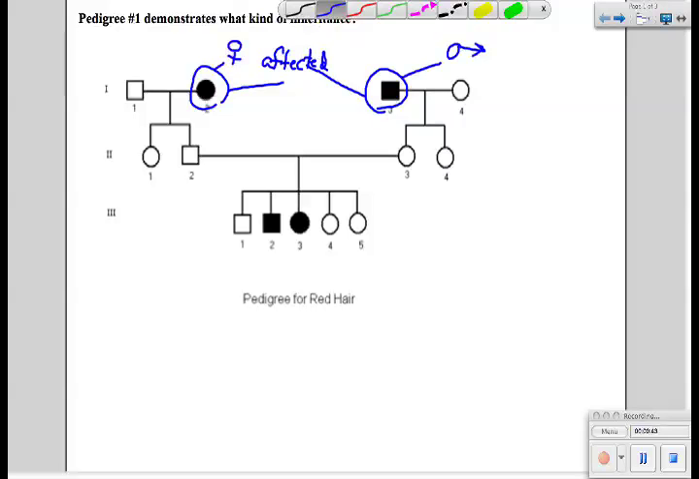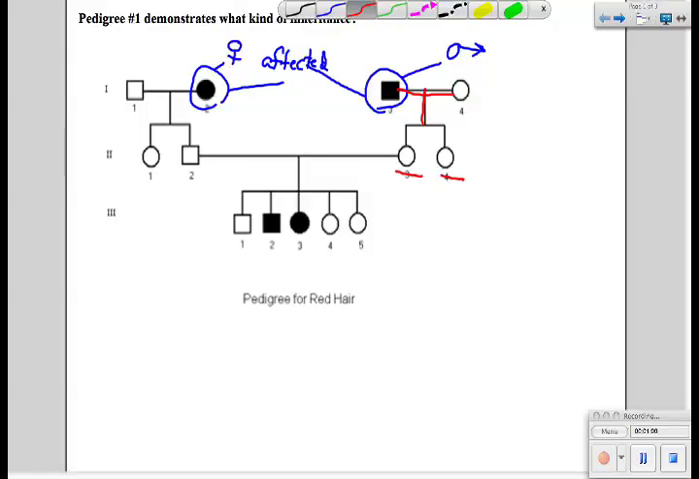When a male and female reproduce children together, whether it's flies or humans or flowers, that's signified by drawing this line across which connects the male and the female symbol. Children then come off of here and are drawn as a line down, and then each of the children is given a symbol.